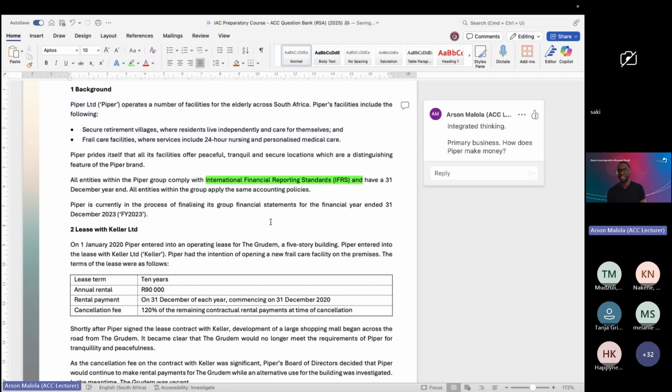But because it's an integrated paper and you don't know what's popping up, it can also give you a sense of the direction that the paper is potentially taking, right? So if we're being told that the reporting entity is a VAT vendor, that they are South African tax resident, that they report under IFRS, that they're trying to finalize their audit, all of those are cues in terms of what you should be thinking about or what you can expect from the scenario.